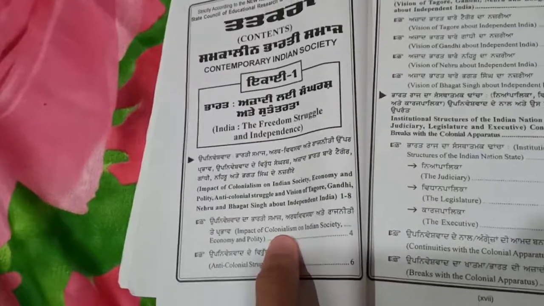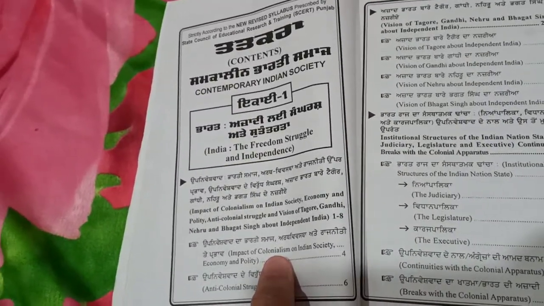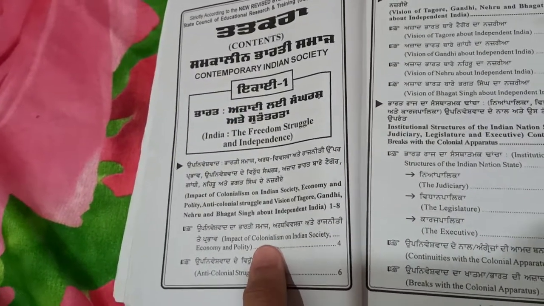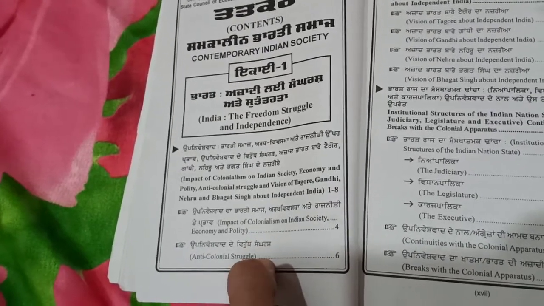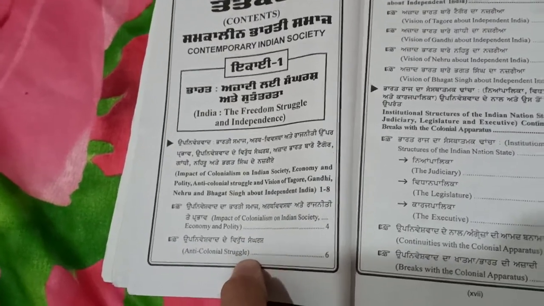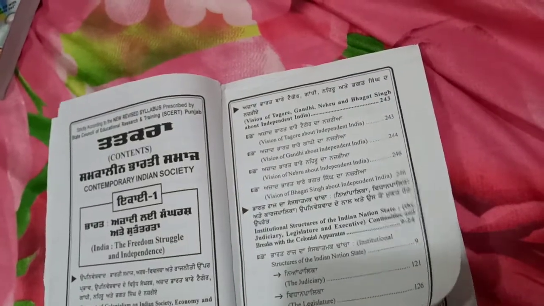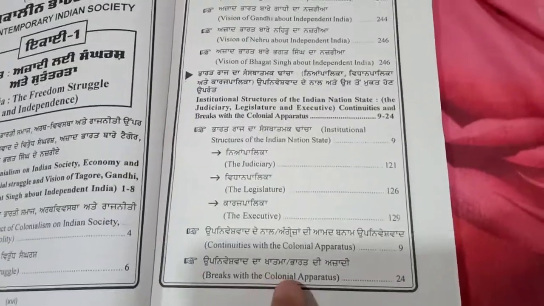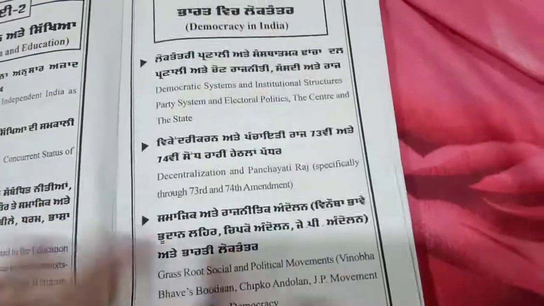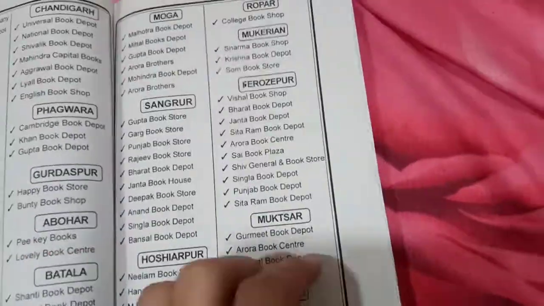Then contents are given unit wise. Unit 1, India, the freedom struggle and independence. Then topics are given: impact of colonialism on Indian society, economy and polity. Then anti-colonial struggle. It's given till continuities and breaks with the colonial apparatus. Now we have to verify it with the syllabus.